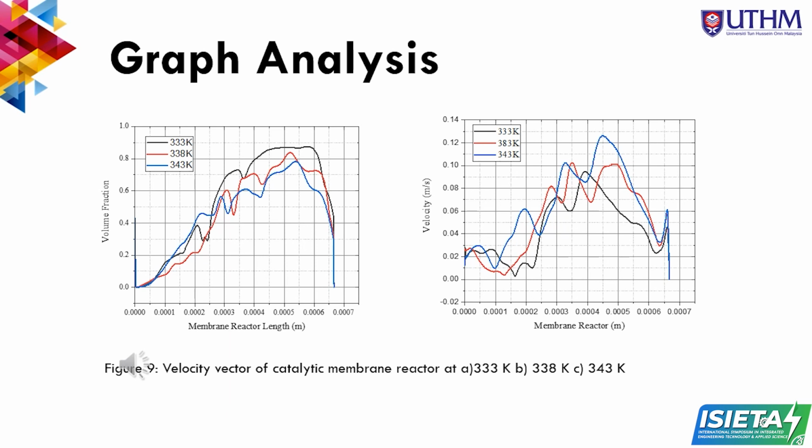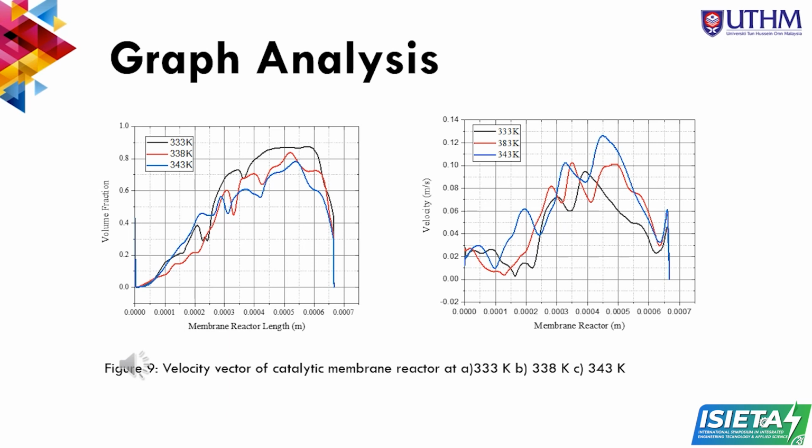These results demonstrate the volume fraction along the catalytic membrane reactor. In general, the optimal temperature range for biodiesel production using a catalytic membrane reactor is typically between 60 degrees Celsius and 70 degrees Celsius. This temperature range is known to provide a balance between high reaction rates and good product quality. Among the other temperatures, 333 Kelvin exhibits the largest volume fraction.